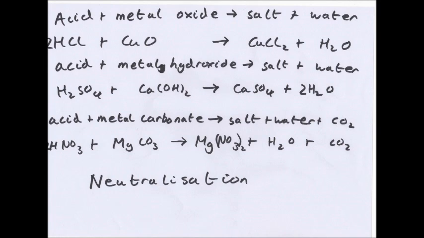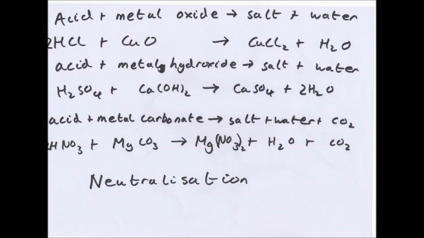And here are some reactions you need to know about. We've had acid plus base becomes salt and water. Well done. And then you have acid plus metal oxide becomes salt and water as well. So, for example, we've got HCl plus copper oxide becomes copper chloride plus H2O. There's an example of balancing.